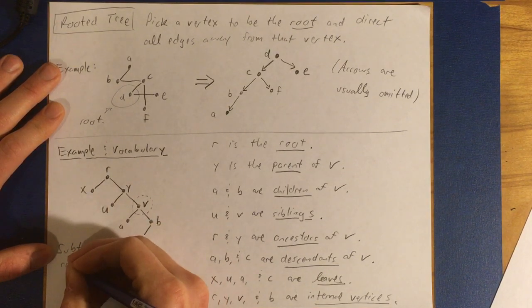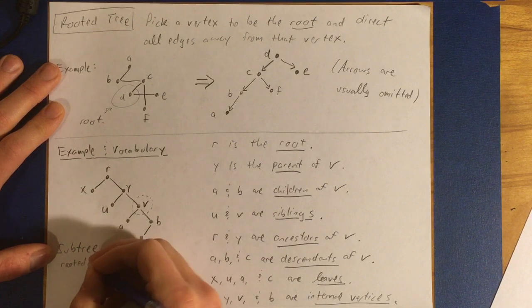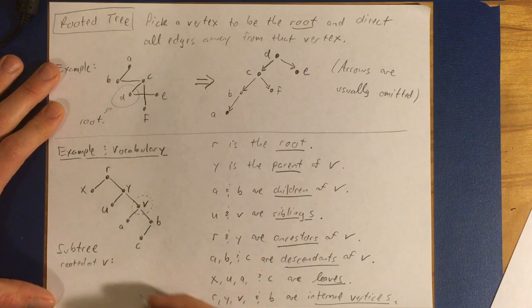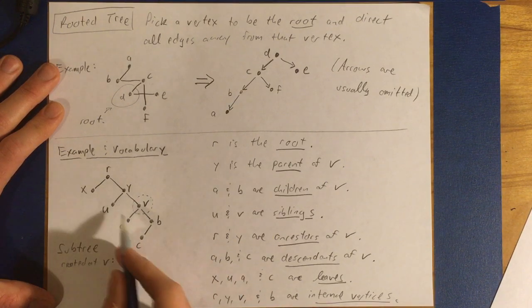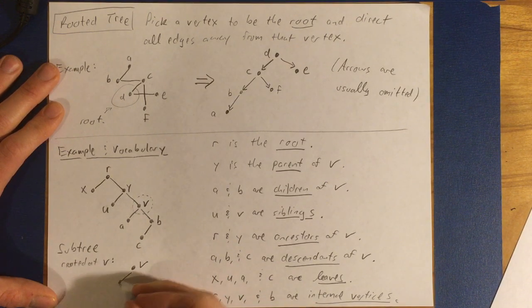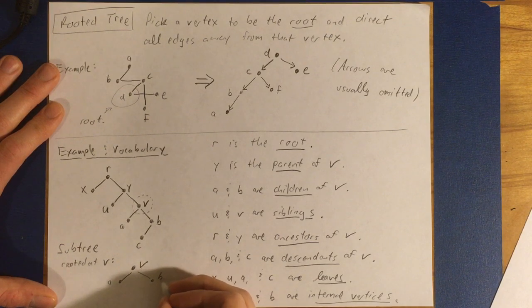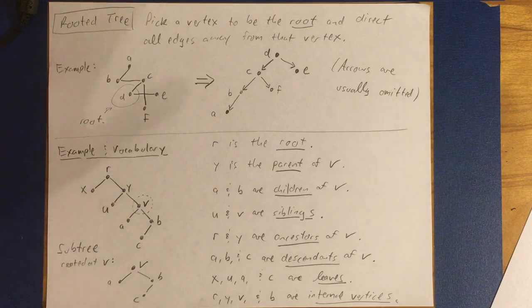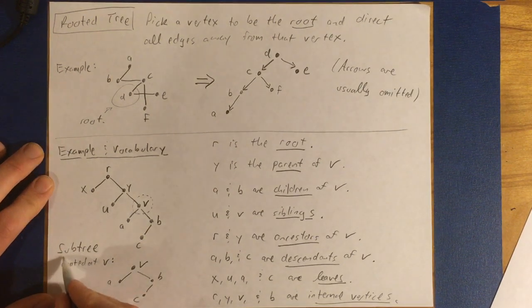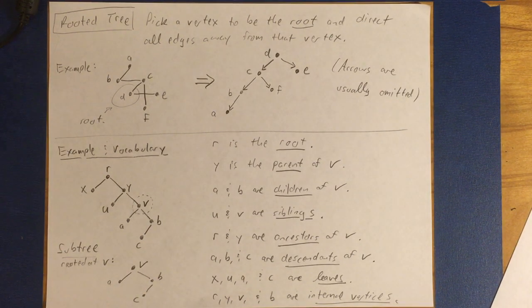So the subtree rooted at V would look like this. It would have vertex V, and then it would have all the descendants of V coming off of there. So we've got A and B, and then B would have C as well. So it's like if you were to come along and snip that tree, cut it right just above V, and then take that as a subtree.